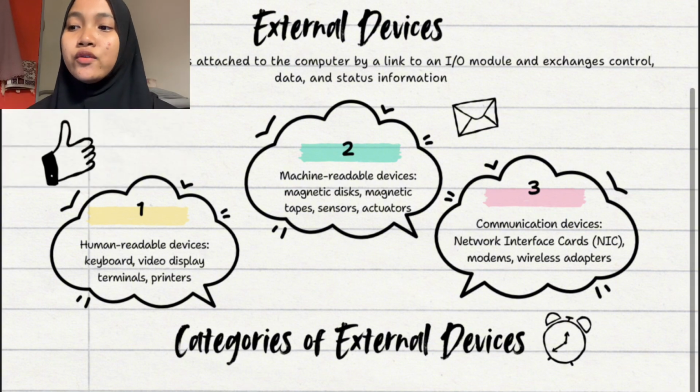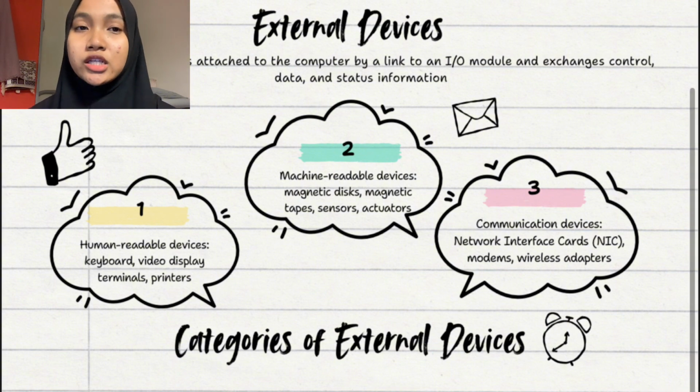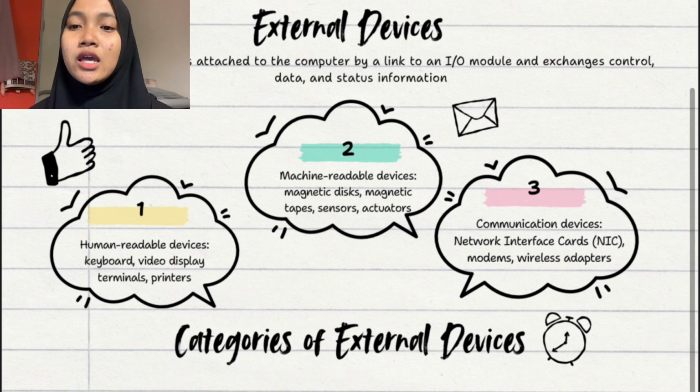We have three. First, human-readable devices, which are keyboards, video display terminals, and printers. Second, machine-readable devices, which are magnetic disk, magnetic tape, sensors, and actuators. And the third, communication devices, which are network interface cards, or NICs, modems, and wireless adapters.